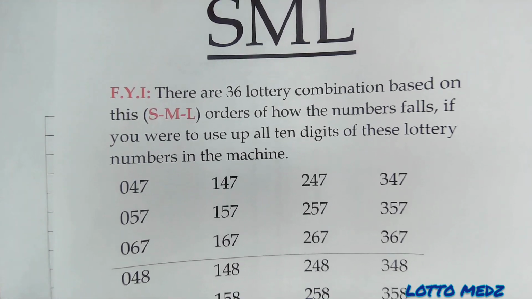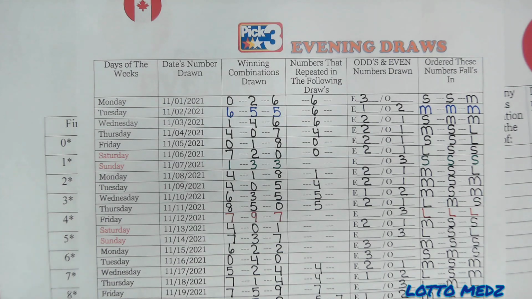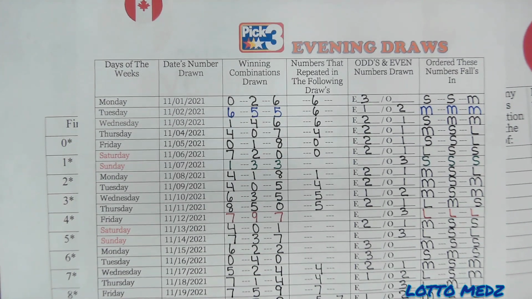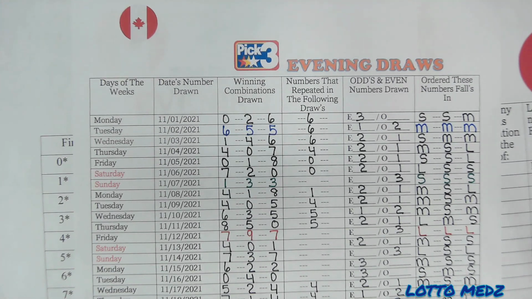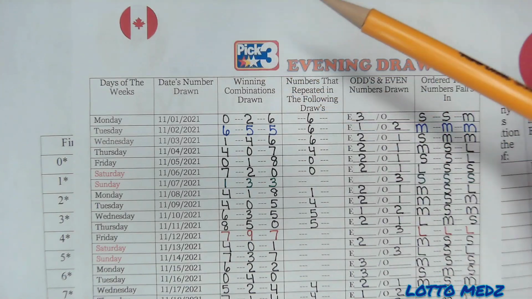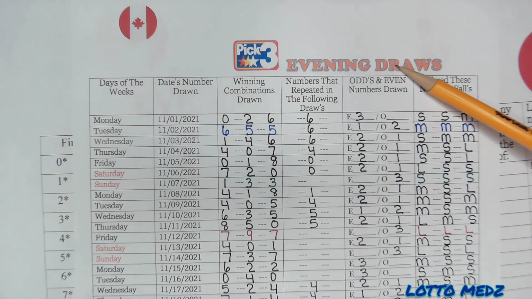Okay, just leave it for a second. All right, so I'm going to move this out of the way, and then we are going to get into this tutorial video where we are going to cover Canada. So we are going to cover Canada, and this is for the Pick-3 evening draw.